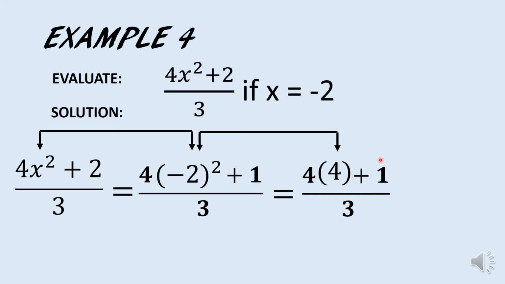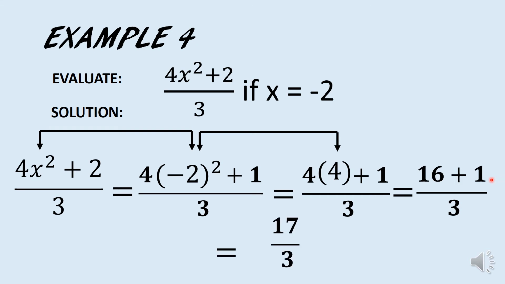Okay, so kung wala ng exponent, next na tayo dito. So you have now 4 times 4, that is 16 plus 1. Then copy 3. So dito pwede pa, so you have to add 16 and 1. So magiging sagot is 17 over 3. So wala na siyang GCF, so therefore our final answer is 17 over 3.